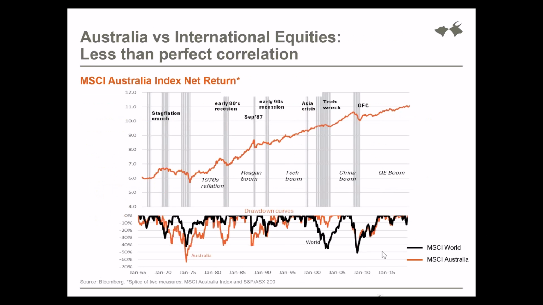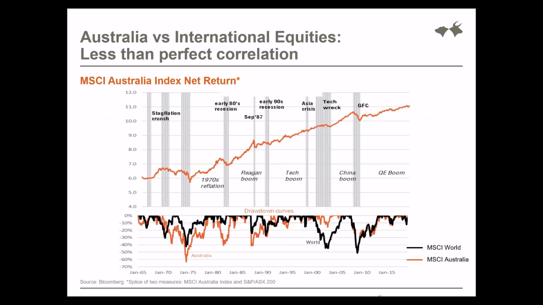Just to highlight there, this is a chart of the Australian returns over time, and then the drawdowns of the Australian market vis-a-vis the world. You can see that generally when the global markets are selling off, Australia will also tend to sell off. So the correlation is positive, but it's not perfect.